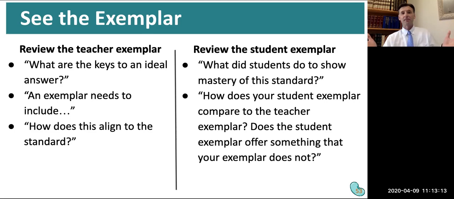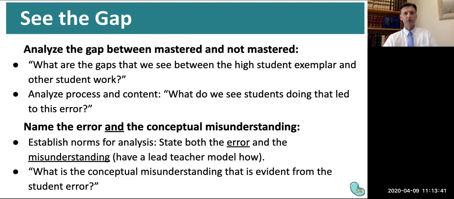And that's okay. It's not that the teacher failed to anticipate something. It's okay that sometimes the student exemplar offers something that the teacher exemplar does not, because sometimes the student comes up with a different path to mastering the standard than we anticipated. And that's okay. But we need to be aware of that. We need to be aware that students sometimes are doing that. And so that's an incredibly important part of going through this process.